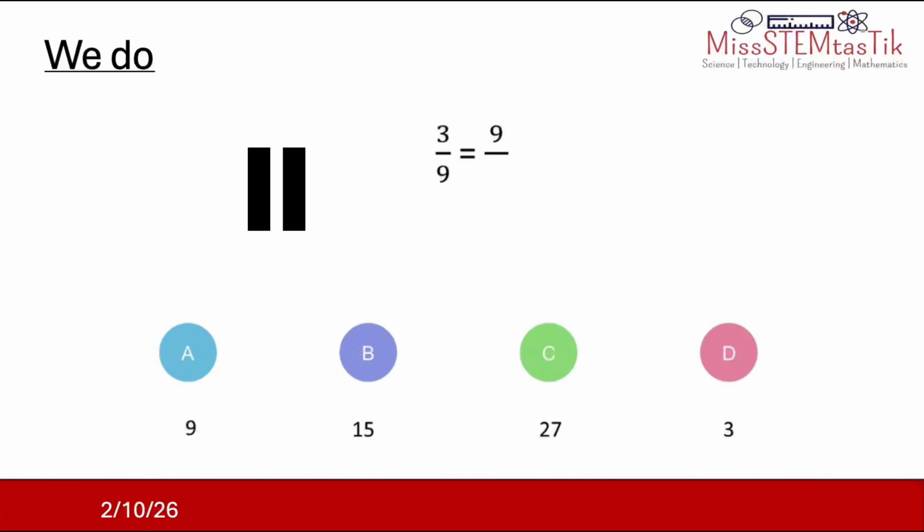Okay, I'd like you to pause the screen and have a go at the following question. Okay, let's go through this. So 3 times 3 is 9. So therefore 9 times 3 will give us 27. So the correct answer is C.